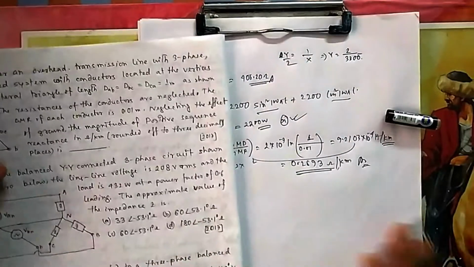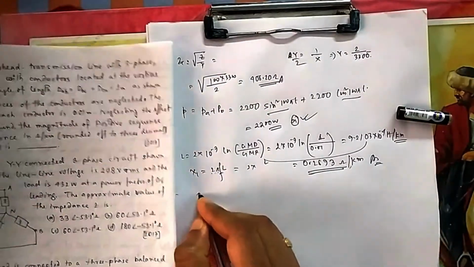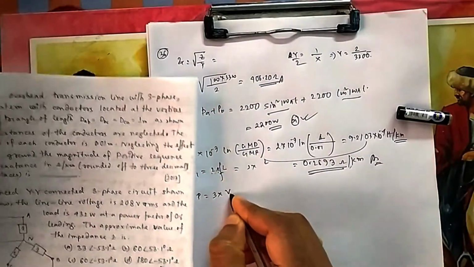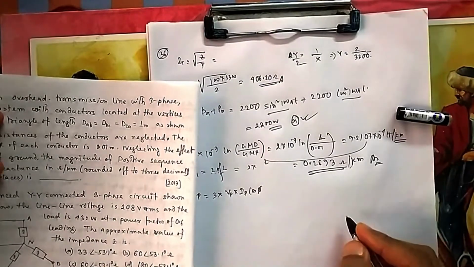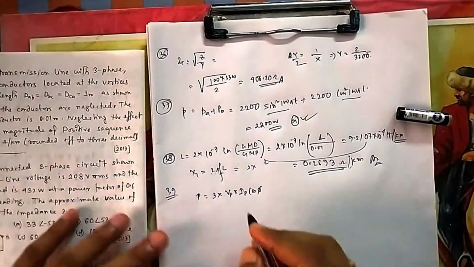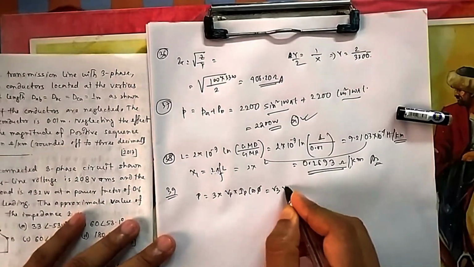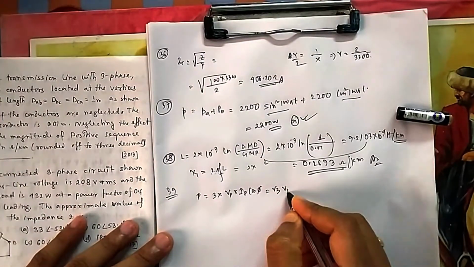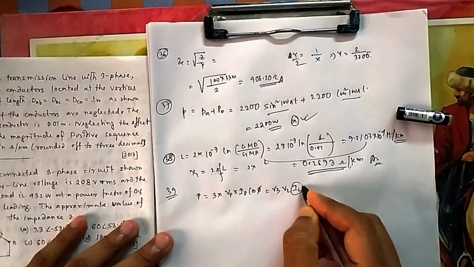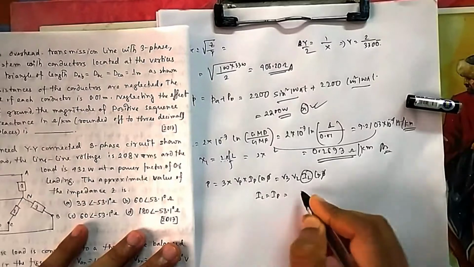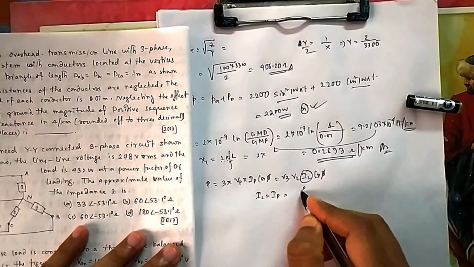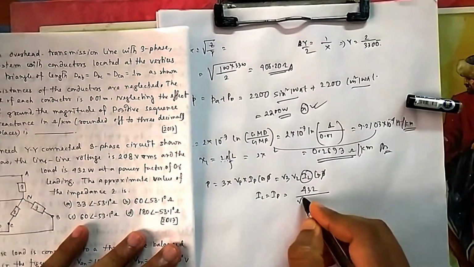Okay, so if I calculate here, what is total power? We know 3 Vp Ip cos phi if I go for per phase value, or root 3 VL IL cos phi. Because it is star connected, you can take root 3 VL, and IL is nothing but your IP. So that means your IL, which is equal to IP, you can divide it: power is 432 divided by root 3 into VL.